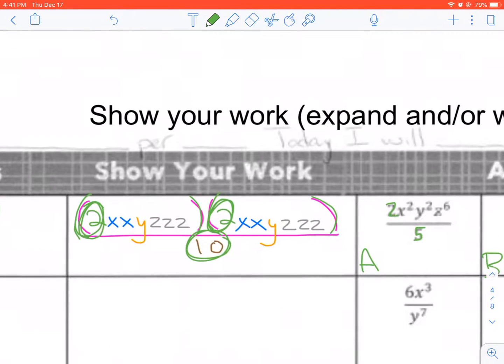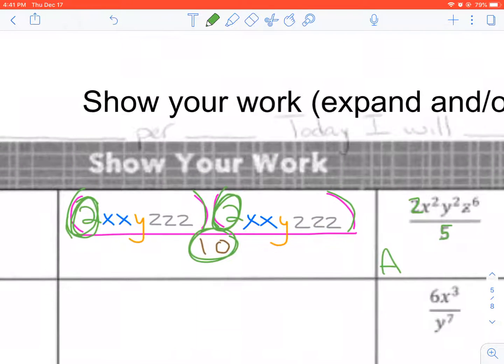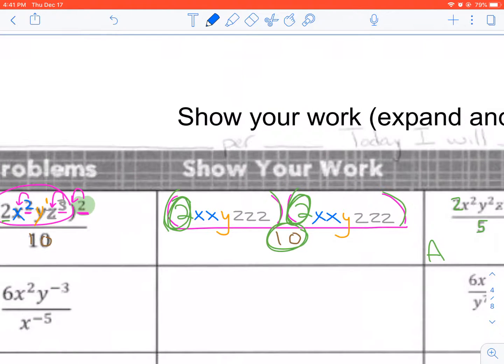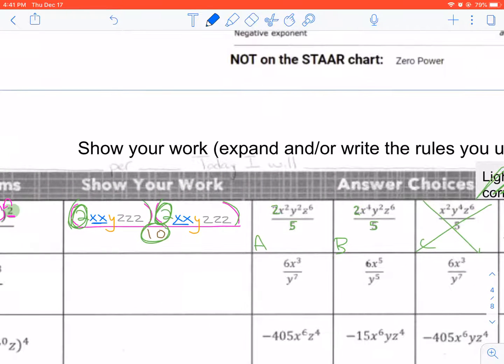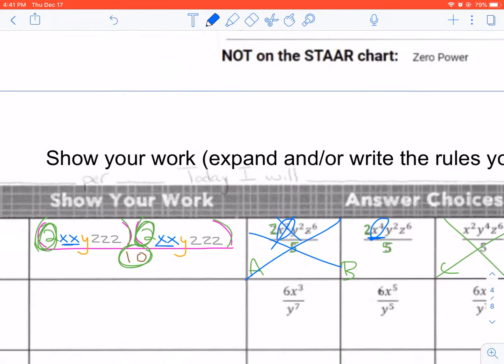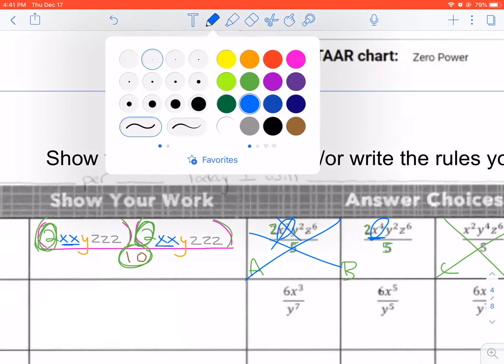Now we're going to look at our variables, our letters. And the rule says that when you are multiplying and you have the same base, you add your exponents. So I had 2 here and 2 here, so that makes 4 altogether. So we're looking for x to the 4th power. Here I have x squared, and here I have x to the 4th, and so this is what I want. Now let's go ahead and check the rest of this question to make sure that we're doing it right, to reinforce our good habits.